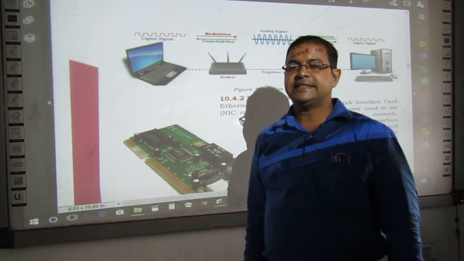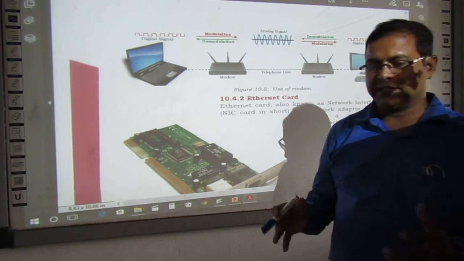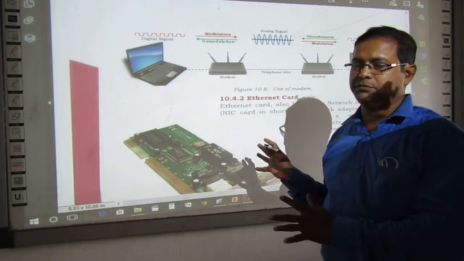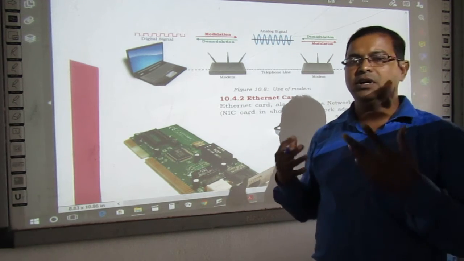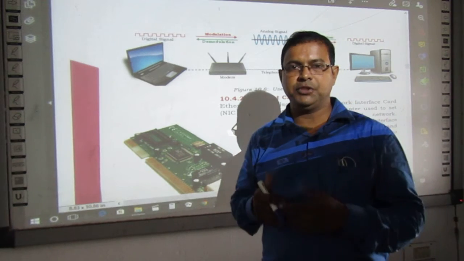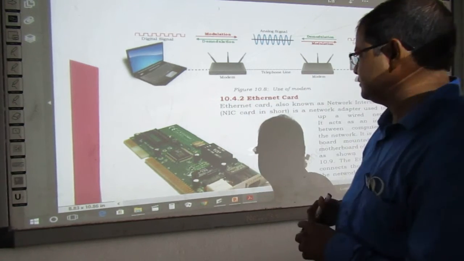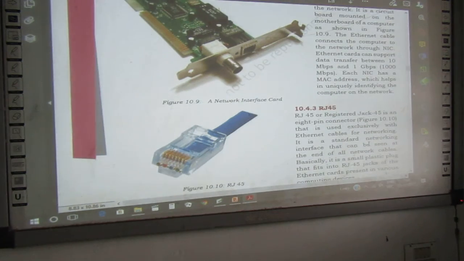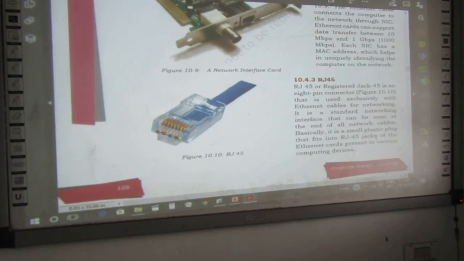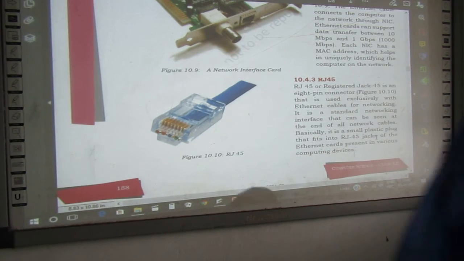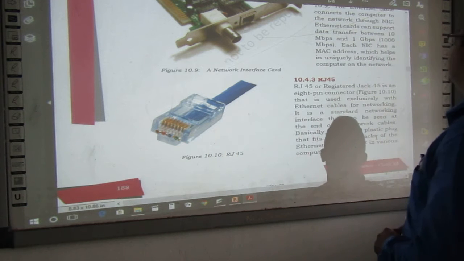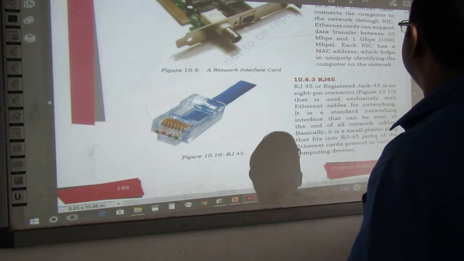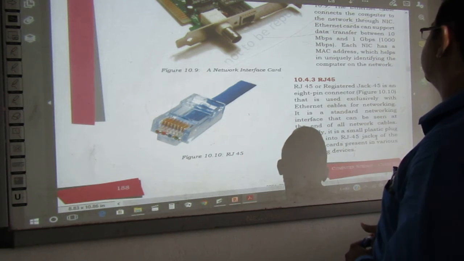So the Ethernet card is used for this. With the help of this card, we can connect our computer to the internet. And an Ethernet card can support data transfer between 10 Mbps and 1 Gbps.